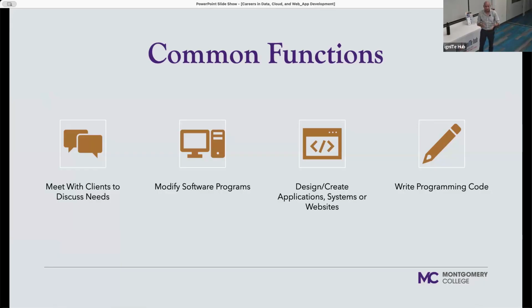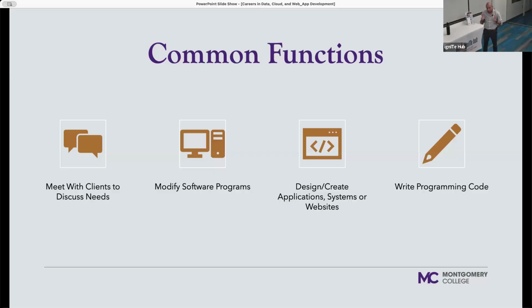And again, it doesn't matter if you're developing, designing, or creating or coding a website or an application, you need to meet with clients to discuss needs. So is this a brand new website? Is it a brand new application? Or are we just trying to modify an existing website, an existing application? Again, that's modifying software programs, or it could be modifying a website. The third one is design or create applications, systems, or websites. And that is done through writing programming code on both.